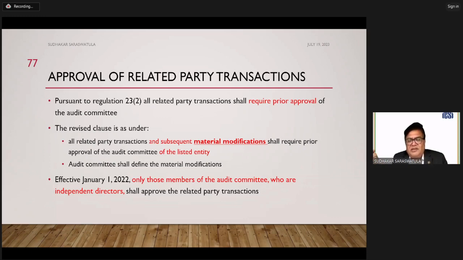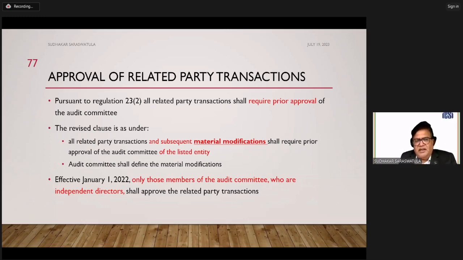But in certain places, fortunately or unfortunately, when the Act requires that prior approval is required, then the question of interpretation comes into the picture. Where it is required prior, the intention of the legislature is that prior approval is required, and for all others, post facto approval is required. So it is better if the drafting is proper in future, so this kind of confusion will not be there. Now the revised clause: all related party transactions and subsequent material modifications shall require prior approval of the audit committee of the listed entity.